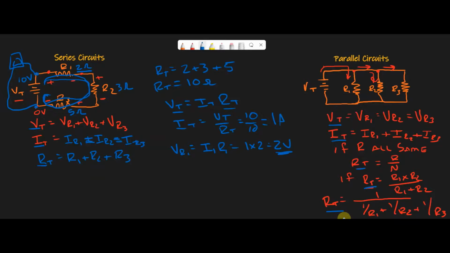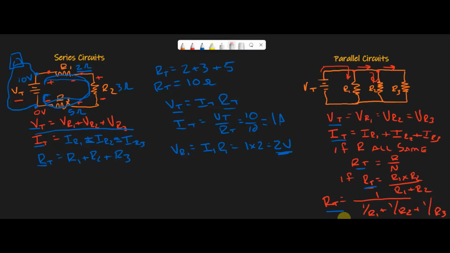So this is 2 volts. I'm dropping 2 volts here. And you can see if you keep going, that's going to be 3 volts, that's going to be 5 volts. You add those up, you end up with your total voltage, which satisfies this equation. Okay, so that's a series circuit.